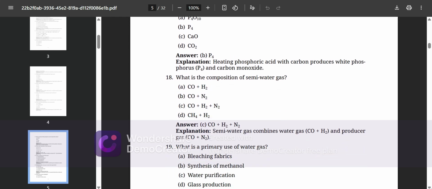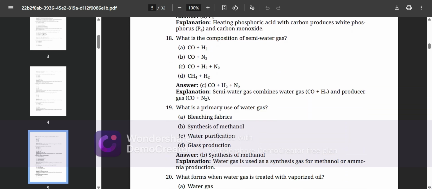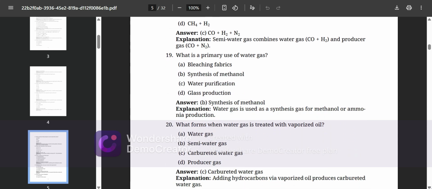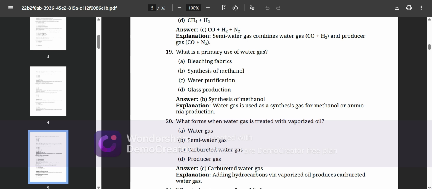What is the composition of semi-water gas? CO plus H2 plus N2. Semi-water gas combines water gas (CO plus H2) and producer gas (CO plus N2). What is the primary use of water gas? Synthesis of methanol. Water gas is used as a synthesis gas for methanol or ammonia production.